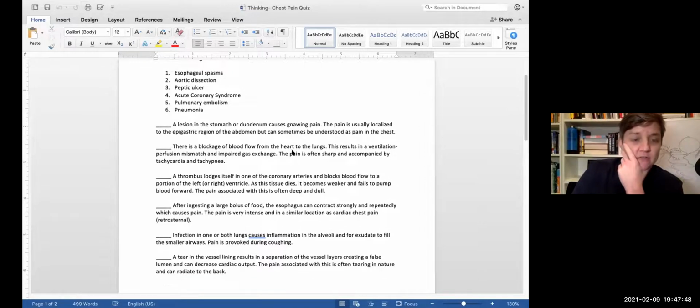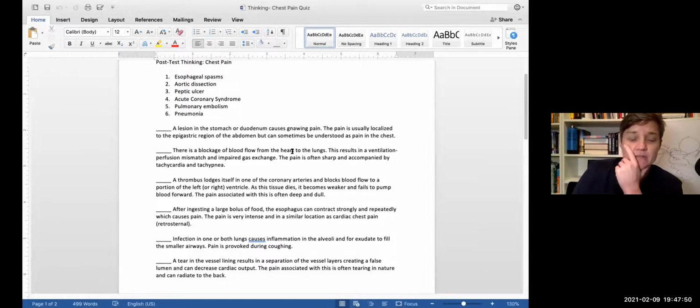And the last one for this little chunk, I've got another chunk coming up after this one. A tear in the vessel lining results in a separation of the vessel layers, creating a false lumen, a false hole, and can decrease cardiac output. The pain associated with this is often tearing in nature and can radiate to the back. Everybody put aortic dissection. And in this case, if it's radiating to the back, it's a thoracic aortic dissection.